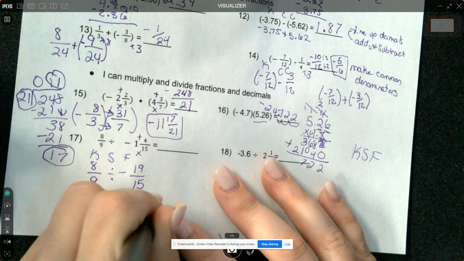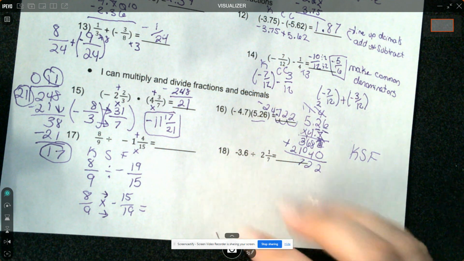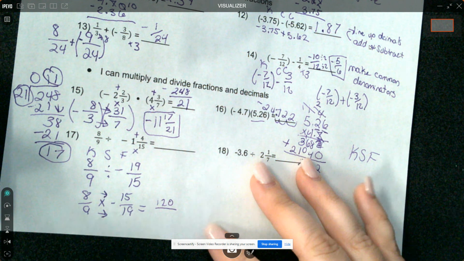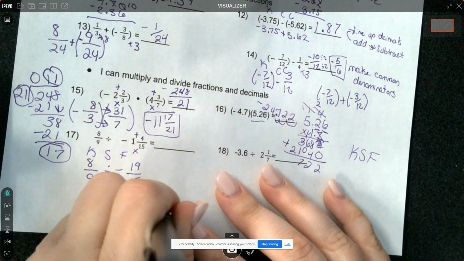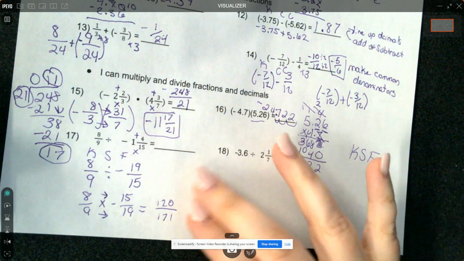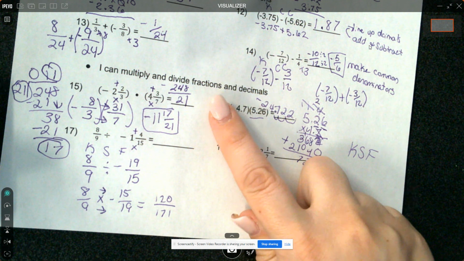What's 8 times 15? 120. And then 9 times 19. What would it be? Owen, what is it? 171. Okay, this one we can't make into a mixed number because it's not improper. So you can only make a mixed number when the fraction's improper.